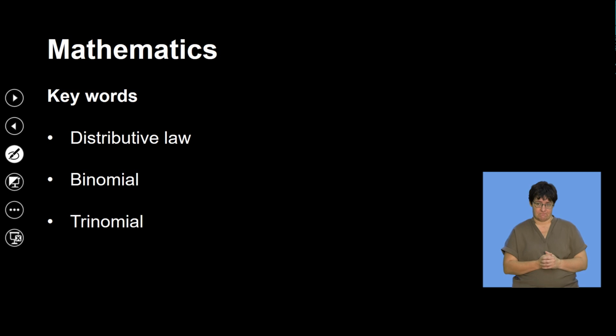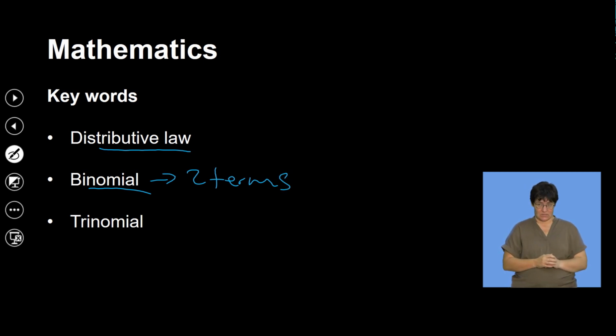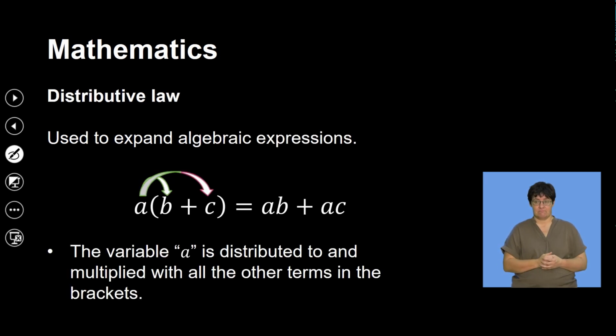The keywords for us to look at is the law that you've been doing ever since you tried to do some proper algebra, which is called the distributive law. Also, a binomial, as I said, is when we have 2 terms. Also, a trinomial will be when we have 3 terms that we are dealing with, as an expression.